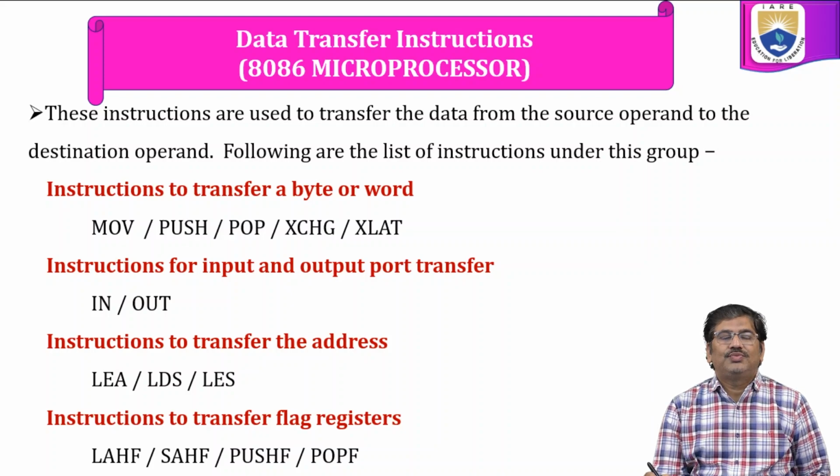Next one is instructions for input and output port transfer, that is reading a port through the IN instruction, and writing to a port using the OUT instruction. Next one is instructions to transfer the address. The various instructions under this category are load effective address LEA, load data segment register LDS, and load extra segment register LES. Last one is instructions to transfer flag registers. Under this we have LAHF, SAHF, PUSHF, and POPF.